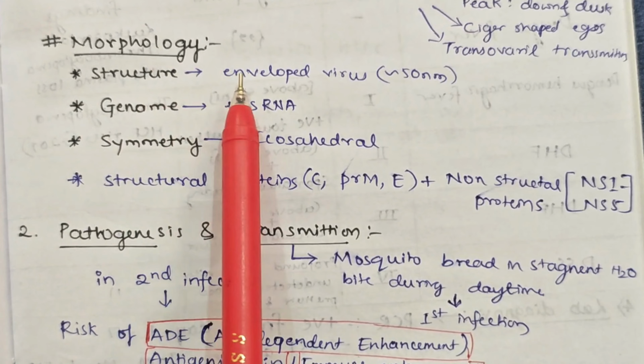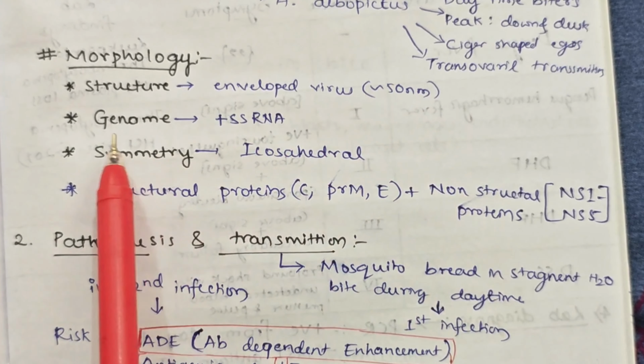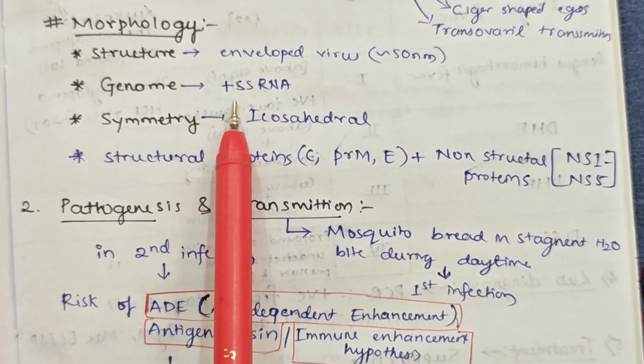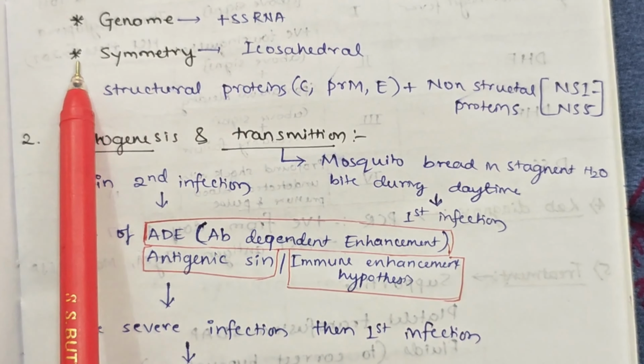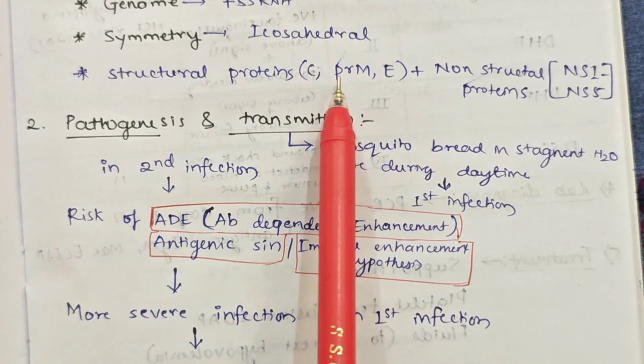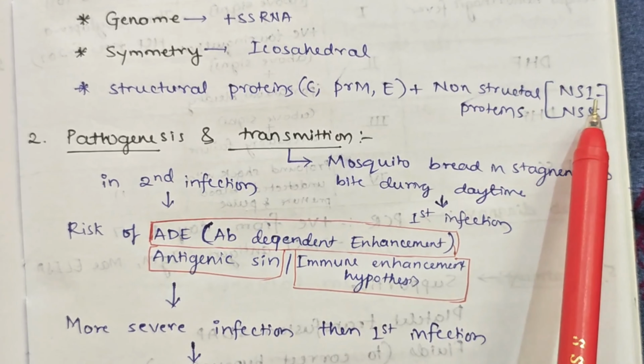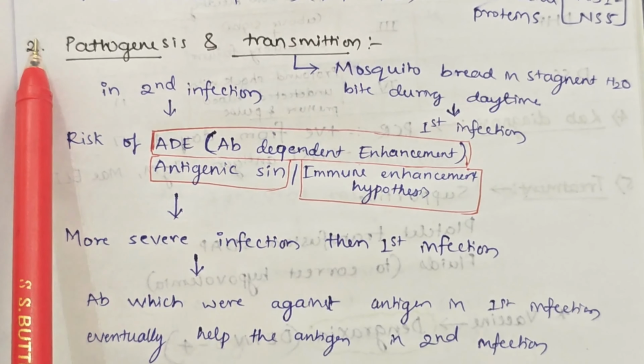Morphology and structure: an enveloped virus, about 50 nanometers. Genome: positive-sense, single-stranded RNA. Symmetry: icosahedral symmetry. Structural proteins: C, prM, E, plus non-structural proteins NS1 to NS5 are seen.